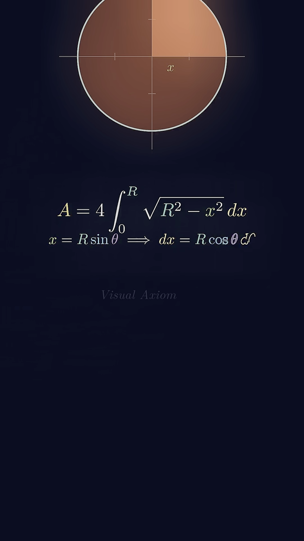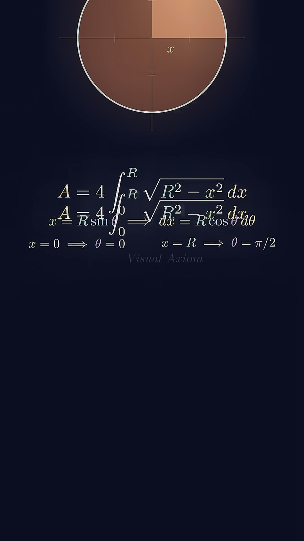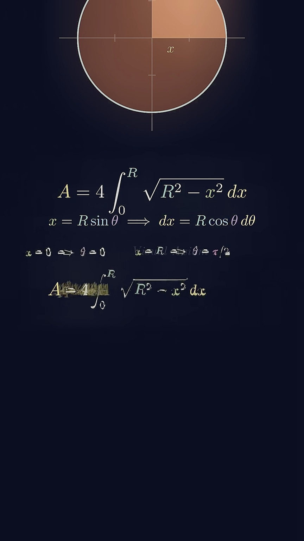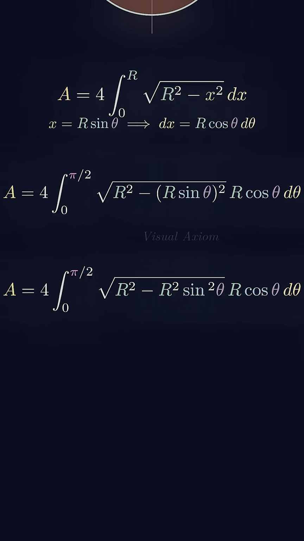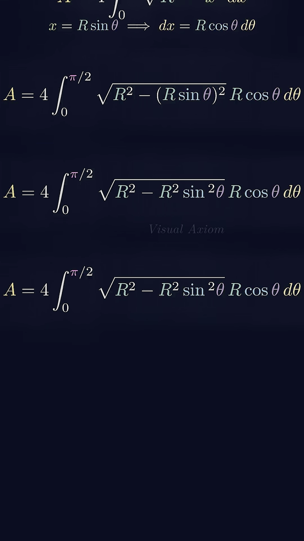We let x equal r sine theta. Then dx becomes r cosine theta d theta. When x equals 0, theta is 0. And when x equals r, theta is pi over 2. Substituting into the square root, we get the square root of r squared minus r squared sine squared theta, which factors out to the square root of r squared times the quantity 1 minus sine squared theta.